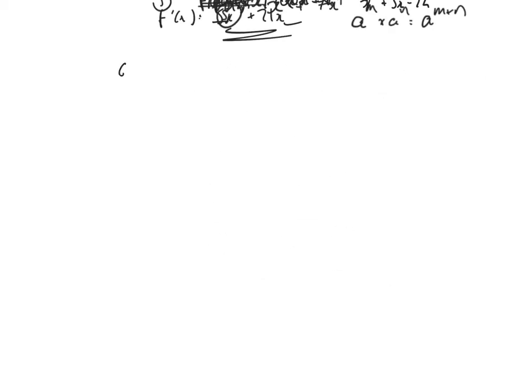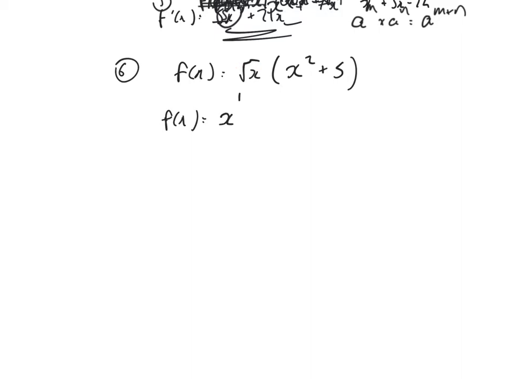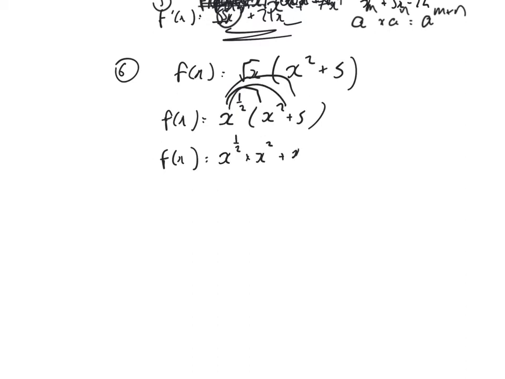Okay, example 6. We're going to differentiate the square root of x (x squared plus 5). Okay, now first of all, think about it. The number there's 2, the number there's 1, so let's get rid of that immediately. That's x to the 1/2 (x squared plus 5). Okay, we're now doing that times that and that times that. So we've got x to the half times x squared. I'm just slowing right down with this. Plus x to the half times 5.